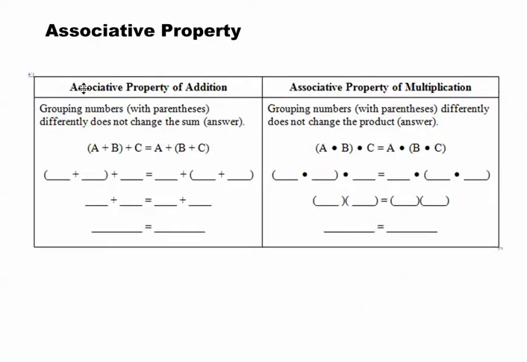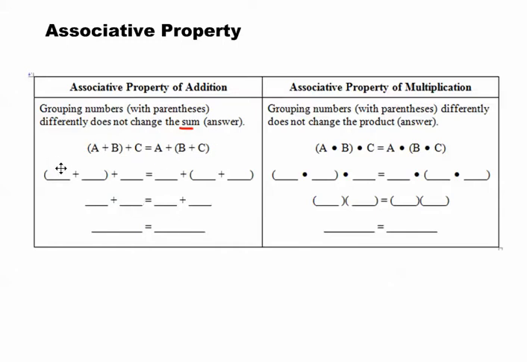All right, so associative property of both addition and multiplication. Let's first look at addition. The associative property means you're going to have grouping symbols, which is parentheses. And again, if I change the grouping symbols, it's not going to change my answer. Okay, so let's look at this. If I have a plus b in a grouping symbol plus c, that's the same as saying the grouping of b and c plus a.